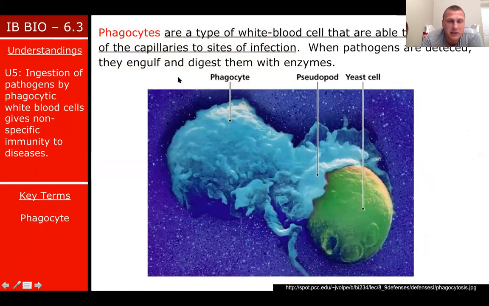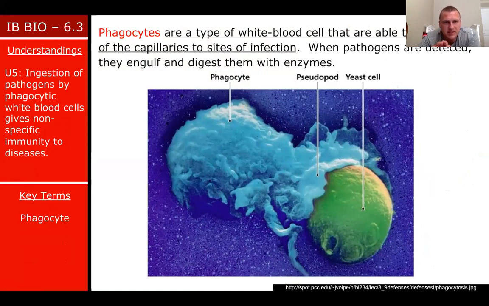Phagocytes specifically, one type of cell is called a phagocyte. They're a type of white blood cell that is able to move out of the blood. So make sure you understand that white blood cells flow through the blood. They're just like red blood cells. Everything that's in the blood, white blood cells travel in the blood.